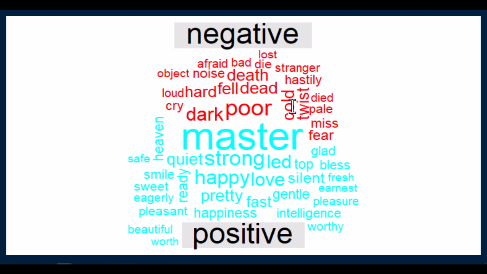As you can see on the screen, this is our word cloud. You can see our positive words in cyan and our negative words in red. As we have already seen earlier on, poor is the highly occurring negative word and master is the highly occurring positive word. So this is another way of visualizing your sentiment analysis using the word cloud. That is all for analyzing our book Oliver Twist.